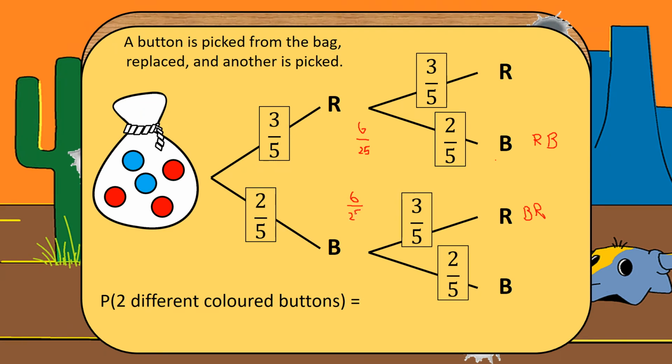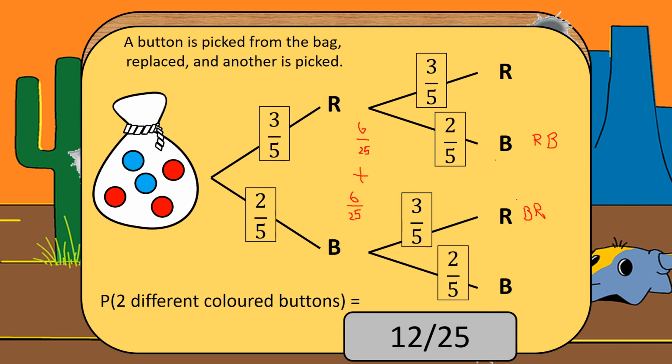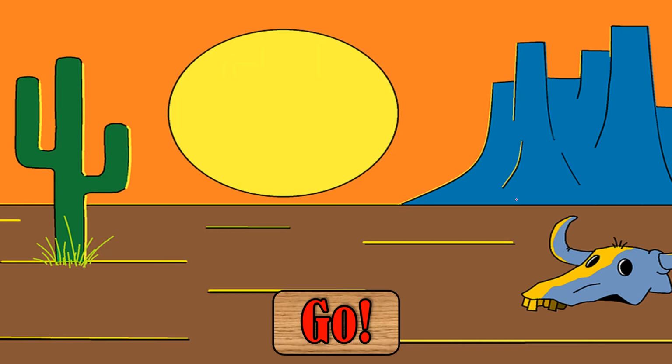So what's my answer? I've got to add them together. If I've got 6 25ths and another 6 25ths, how many 25ths have I got? 12. It did say that, didn't it? I did give that one away a little bit. 12 25ths, okay? That's the probability you've got 2 different coloured ones, all right? The R and the B, and then the B and the R both work. Add them together. 6 25ths plus 6 25ths. Okay.